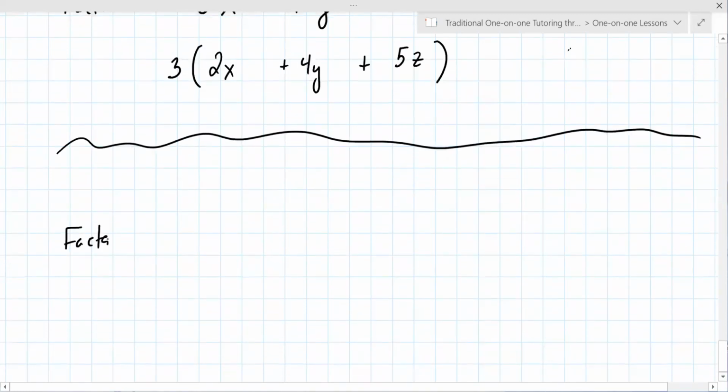Factor 12u minus 14v minus 30w. And again, the numbers you want to try are 2, 3, 5, 7, and then we'll see if we ever need anything past that.